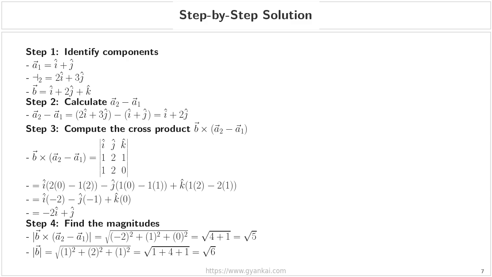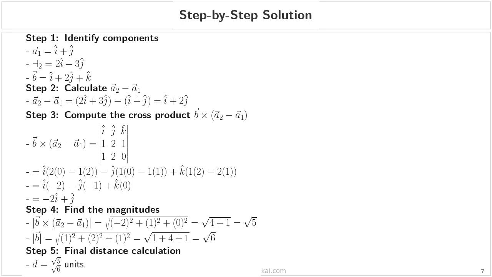Now, in step 4, we need to find the magnitudes of the vectors we've worked with. First, we find the magnitude of that cross-product vector we just calculated. Taking the square root of -2 squared plus 1 squared plus 0 squared, we get the square root of 5. Next, we find the magnitude of our original direction vector b. Taking the square root of 1 squared plus 2 squared plus 1 squared, we get the square root of 6.